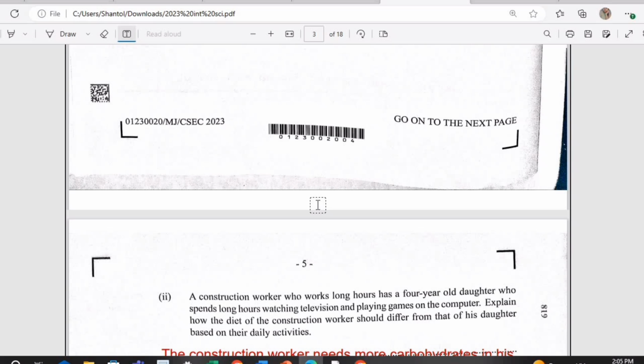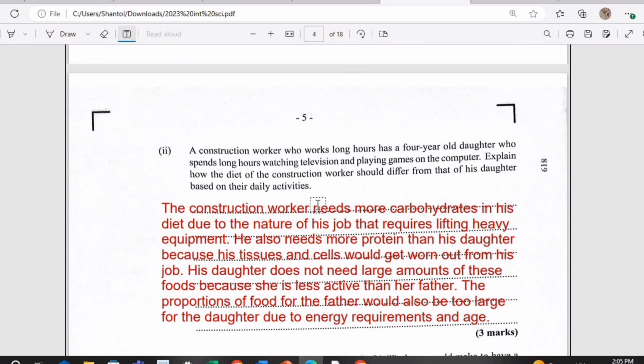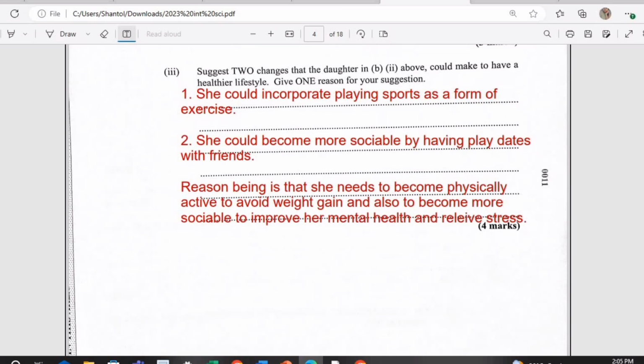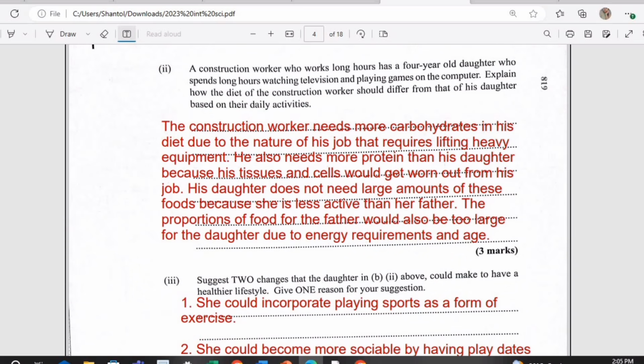So what I have as my answer, the construction worker needs more carbohydrates in his diet due to the nature of his job that requires heavy lifting of equipment. He also needs more protein than his daughter because his tissues and cells would get worn out from his job. His daughter does not need large amounts of these foods because she's less active than her father. The proportions of food for the father would also be too large for the daughter due to the energy requirements and age.